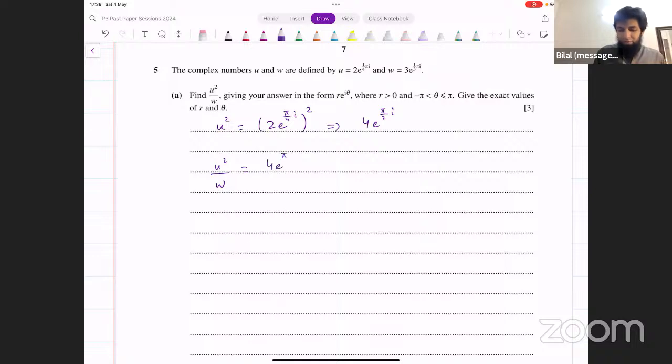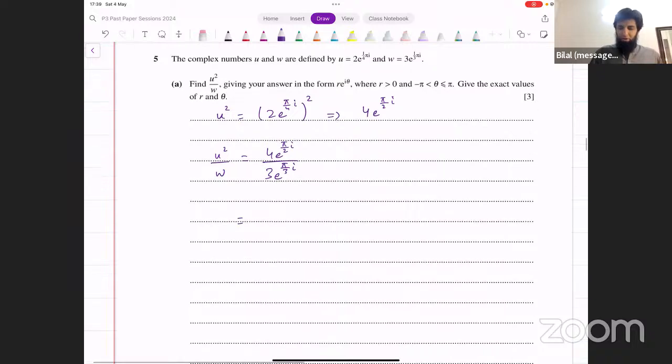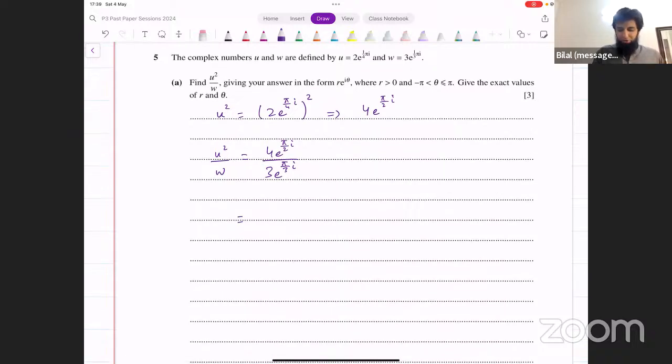4e raised to power pi over 2 iota divided by w, which is 3e raised to power pi over 3 iota. And now you just need to simplify this. What do you get from this? 4 over 3. You want an exact answer? You want exact values of r and theta? So you would leave it as it is, okay? 4/3.